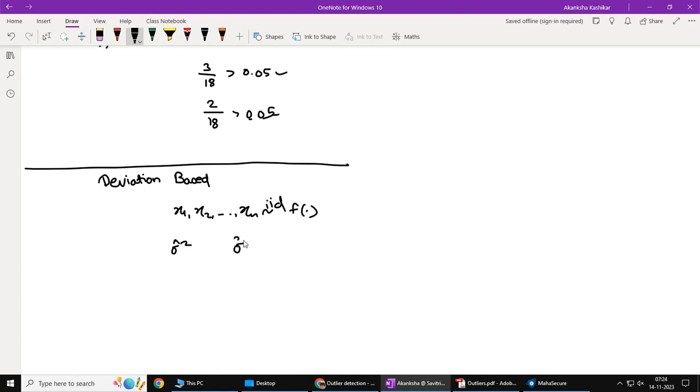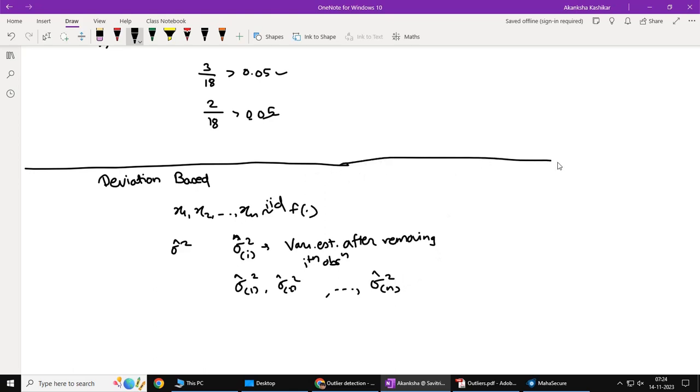Similarly, we can estimate sigma square hat I as the variance estimate obtained after removing the ith observation. Then I will have sigma 1 hat square, sigma 2 hat square, up to sigma n hat square.